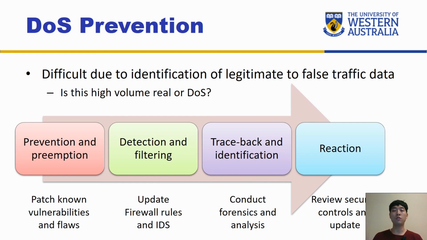And finally, the reaction. Once we have observed some attack, we can review the security controls and update accordingly to prevent that. But nevertheless, all those 4 tasks are very difficult things. It really comes down to understanding how the attack has influenced your systems and trying to come up with different ways to mitigate them accordingly.